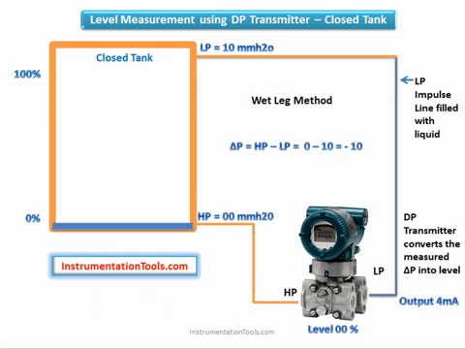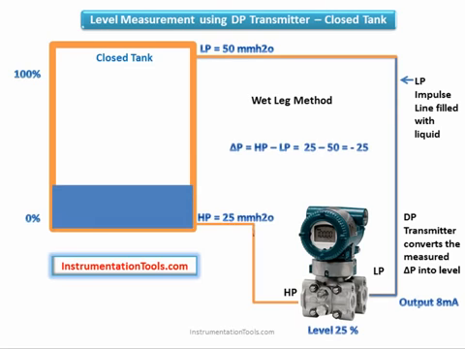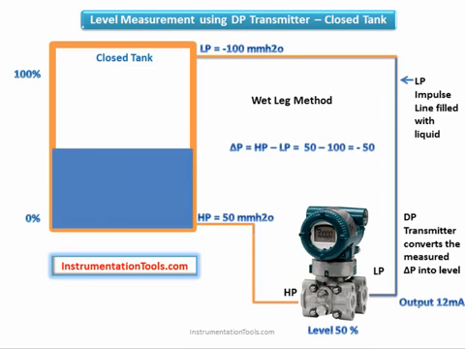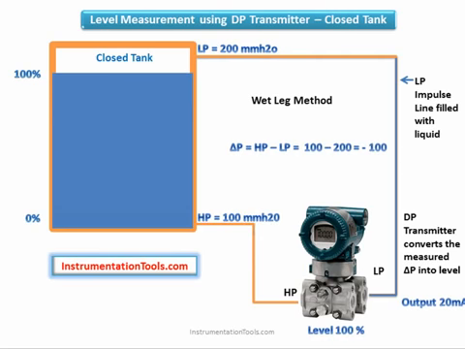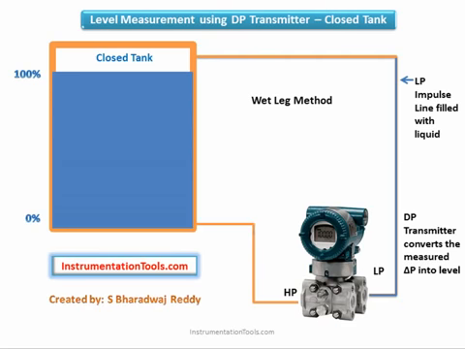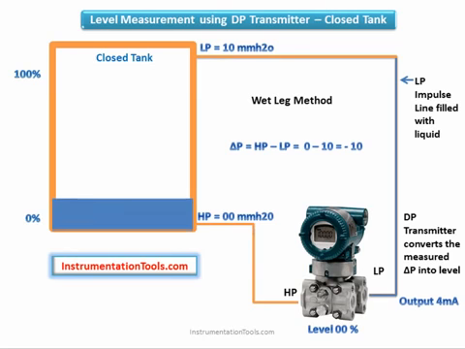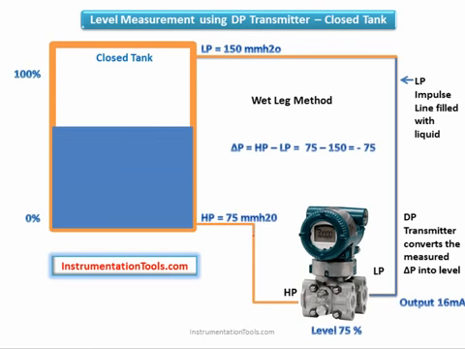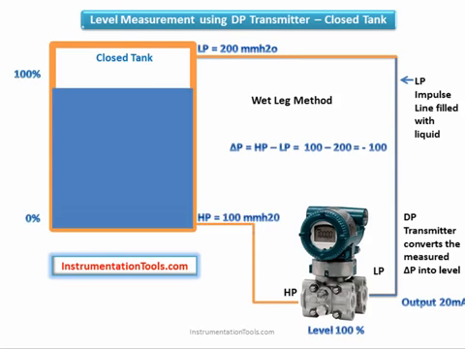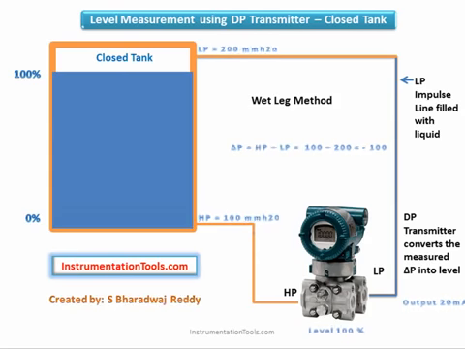It must then be filled with a liquid to produce a wet reference leg. In a wet leg system, the low-pressure impulse line is completely filled with liquid and hence the name wet leg. The wet leg affects the differential pressure readings and is found in negative also. The differential pressure measured by the DP transmitter is used to measure the level of the tank.